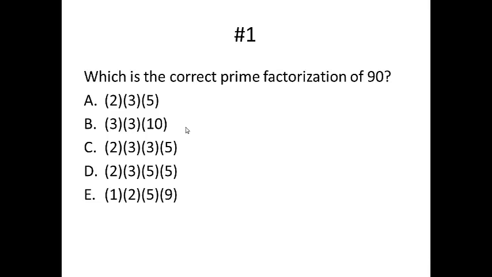Problem 1, which is the correct prime factorization of 90? First of all, factorization means you're going to multiply numbers together and get 90. So the first thing that I did on this one was just to figure out which ones, when I multiplied them together, would give me 90.